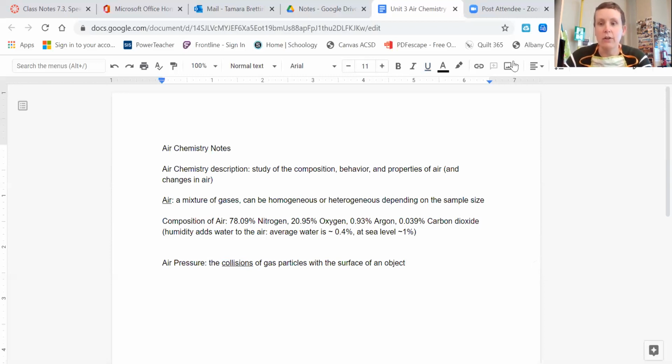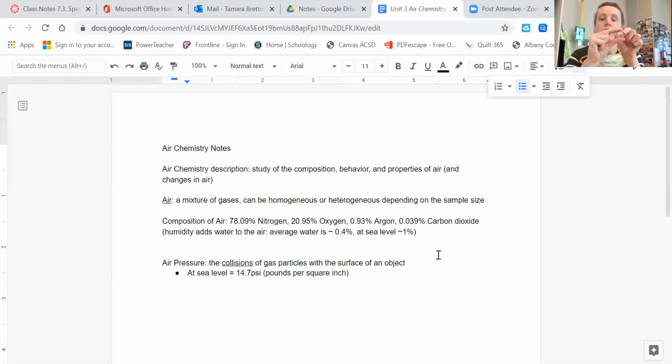So at sea level, it equals 14.7 PSI. Now PSI is pounds per square inch. So 14.7 pounds of pressure per square inch. A square inch is an inch by an inch. So there's 14.7 pounds of pressure on every square inch of your skin when you're at sea level. You don't notice that because that's the kind of environment that we've grown up in. We're used to that.